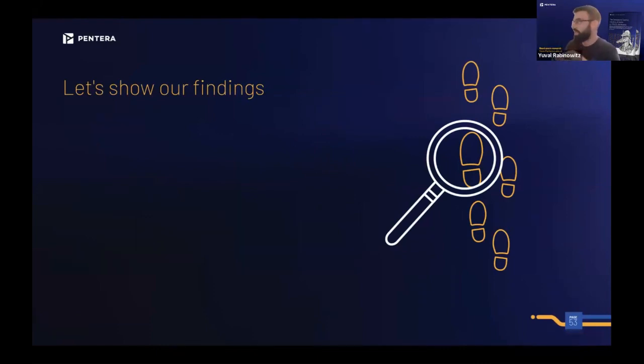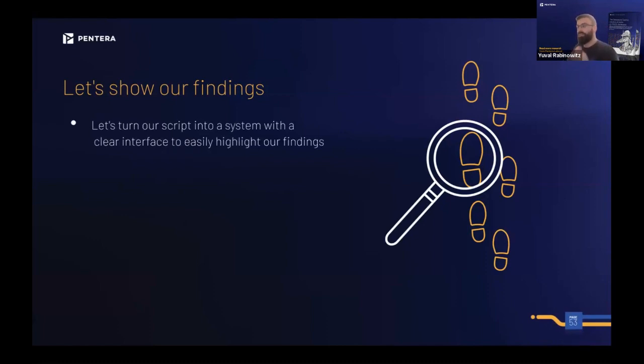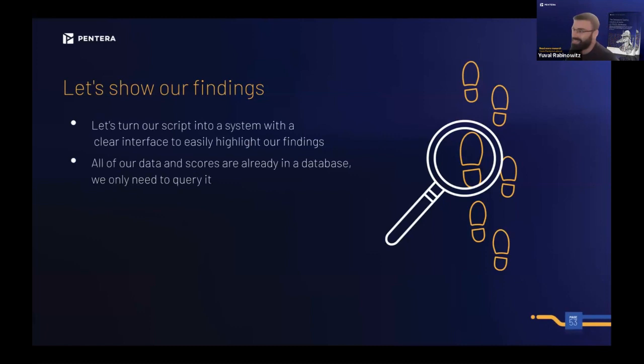We have a lot of data in our database. We gathered data about all of the CVEs in the world, and we've queried GitHub, and we looked at Google and Shodan, and we looked at a lot of different data sources. And now we want to look at the actual data. We want to see the result. So we turned our script into an actual system with an interface, and with all of the data in the database, we just need to query it.